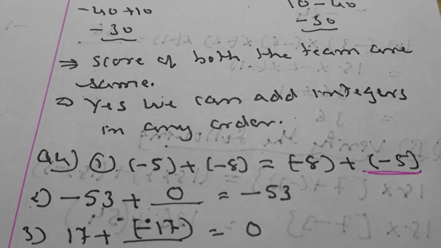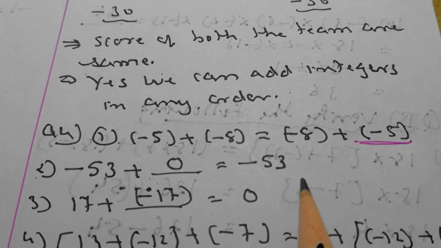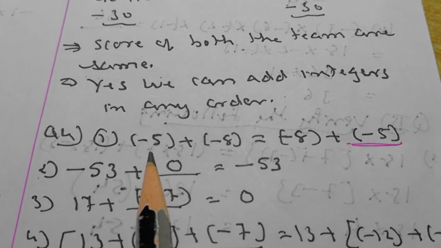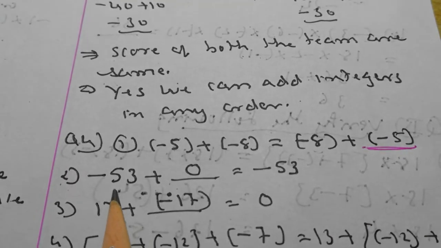Question number 5. Fill in the blanks. -5 plus -8 is equal to -8 plus dash. One number is given. Whatever is not given, you write. -5 is not given. So I have written -5.